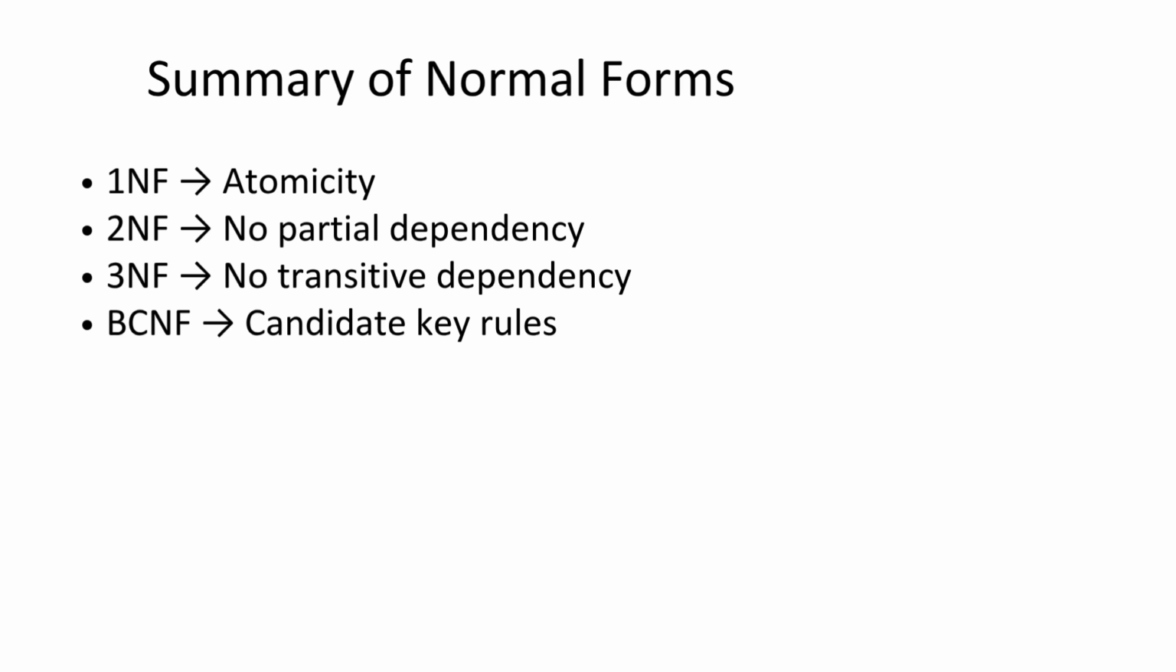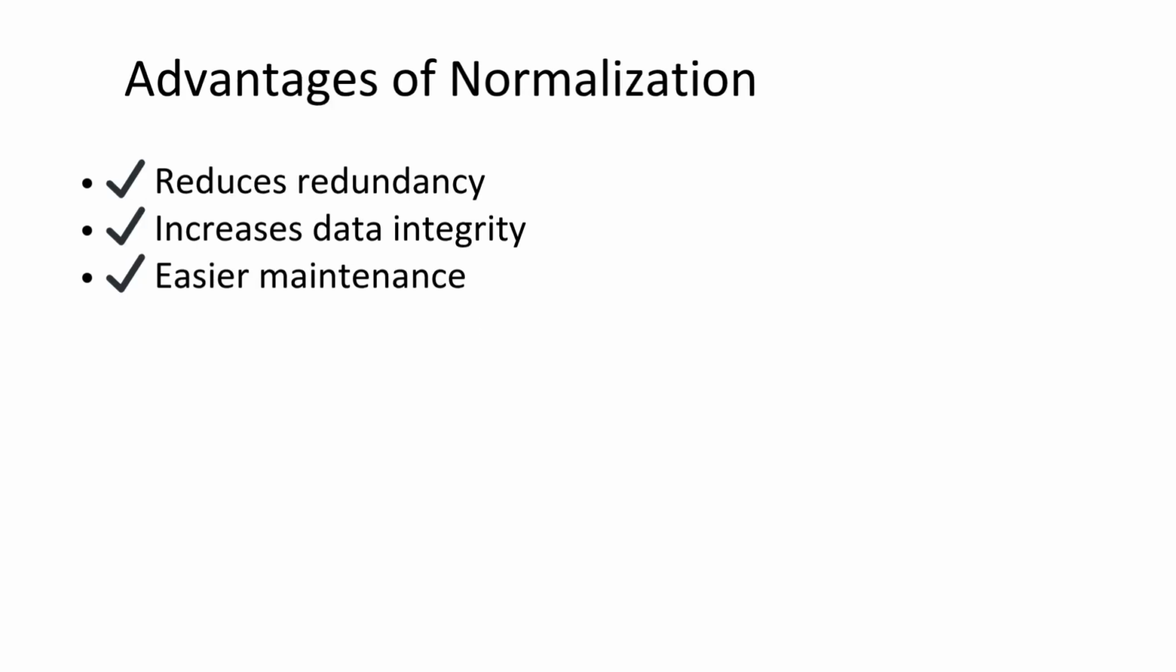Summary of normal forms. To summarize: first normal form, atomic values. Second normal form, no partial dependency. Third normal form, no transitive dependency. BCNF, every determinant is a candidate key. Fourth normal form, no multi-valued dependency. Fifth normal form, no join dependency. Each level improves database quality and design.